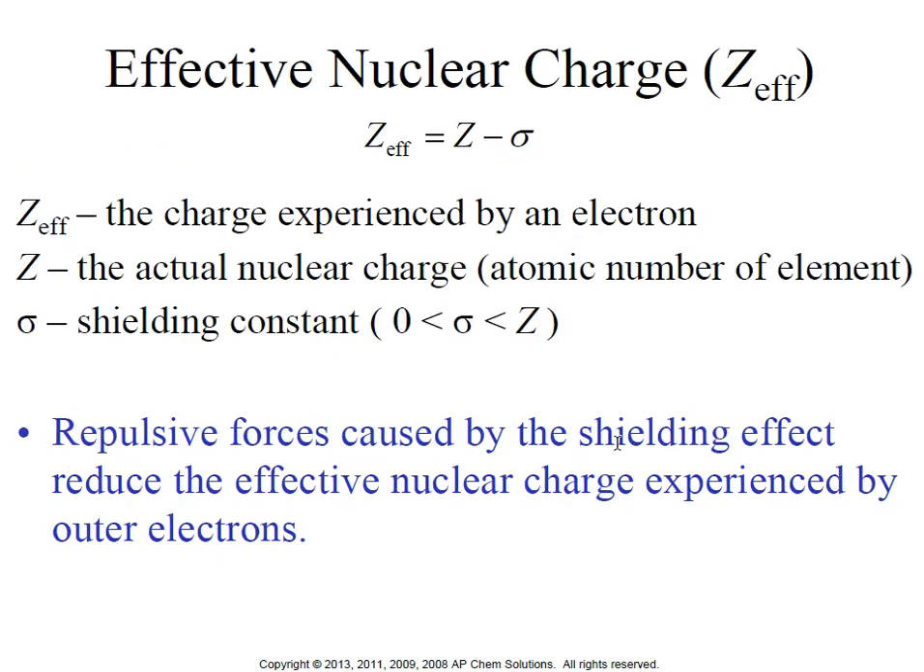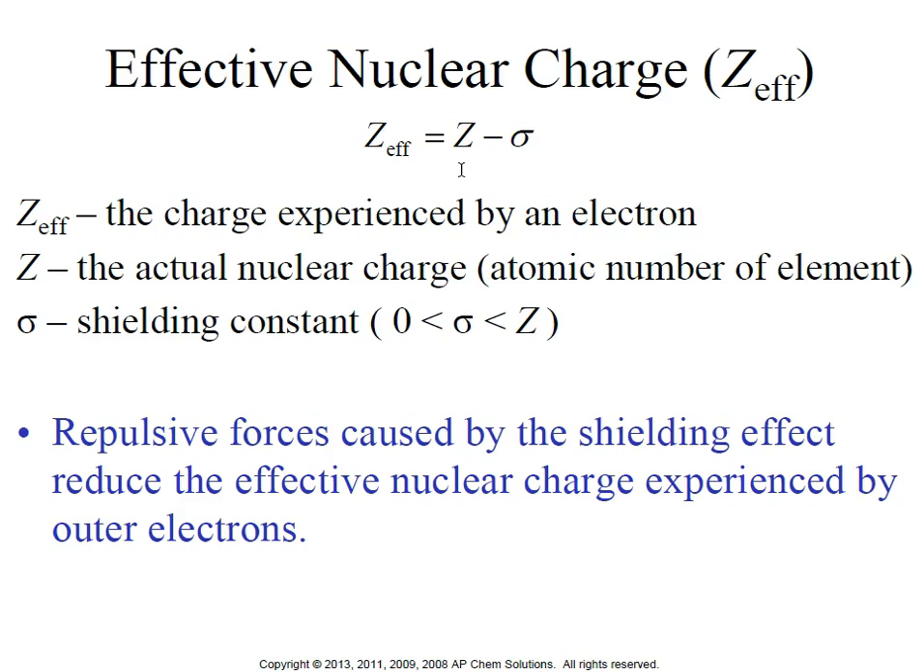So they no longer experience the full effect of the nuclear charge, but they experience what is called an effective nuclear charge. So we have Z effective, which is the charge they actually experience. It's not going to be the whole effect of the nucleus because they're being shielded by these other electrons. And that is going to be equal to Z, which is the actual charge on the nucleus, and that's just your atomic number, your number of protons, minus a shielding constant. That shielding constant is normally equal to the number of inner shell electrons.